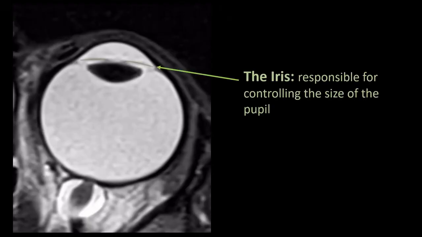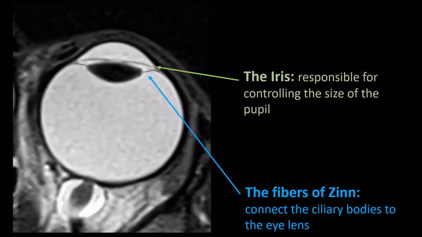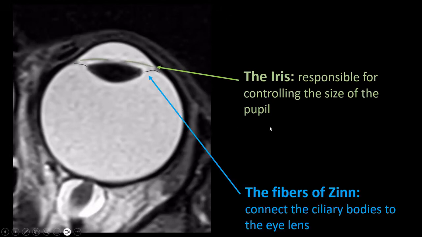On T2 weighted images, we can also see the iris. Look very carefully, and here are some colors. This is the iris, responsible for controlling the size of the pupil. I'm going to remove the text and the colors now, so look again. There's the iris located on top of the eye lens. And we also see very faintly these very discrete, somewhat subtle linear structures, which correspond to the fibers of Zinn that connect the ciliary bodies to the eye lens.